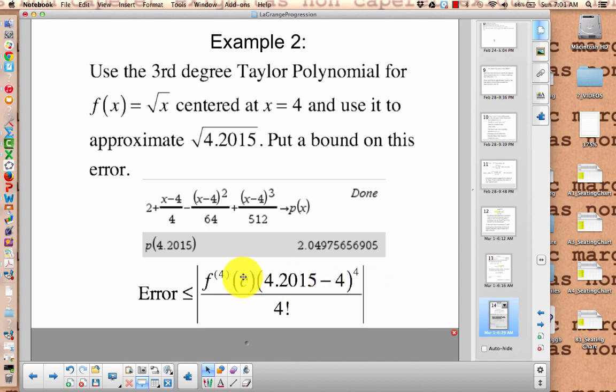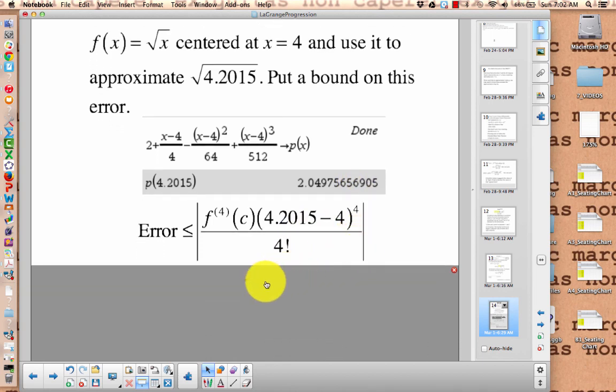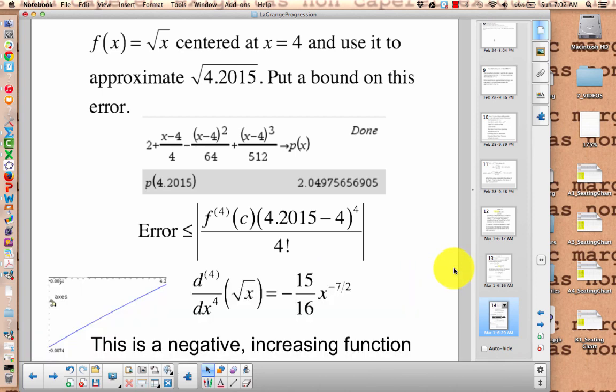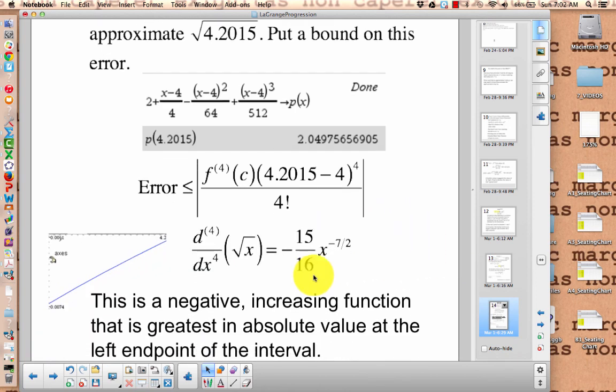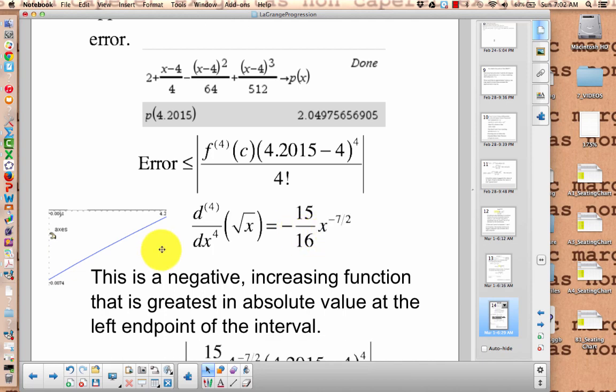We don't know the value of c. That's why we're going to have to put a bound on this term here, times 4.2015, that's the b, minus 4, that's the a, to the fourth power over 4 factorial. So the question now is, what is the bound? How big can this little term be between 4.2015 and 4? So first of all, the fourth derivative of the square root of x is going to be negative 15/16 x to the negative 7/2. So it's either greatest in absolute value at the right endpoint or the left endpoint.